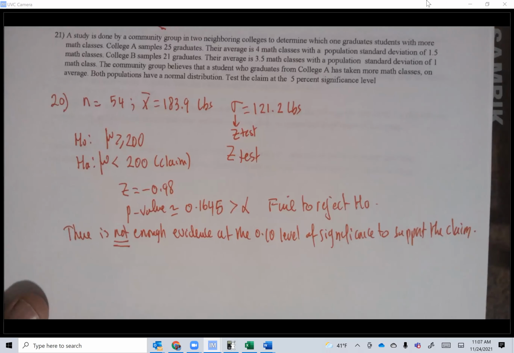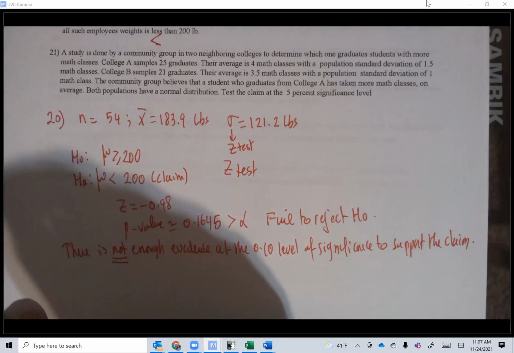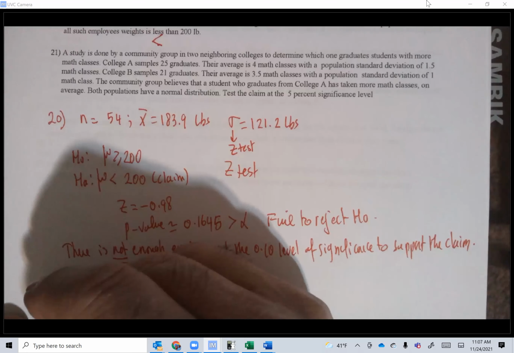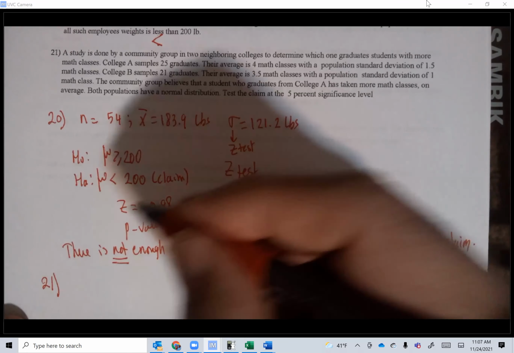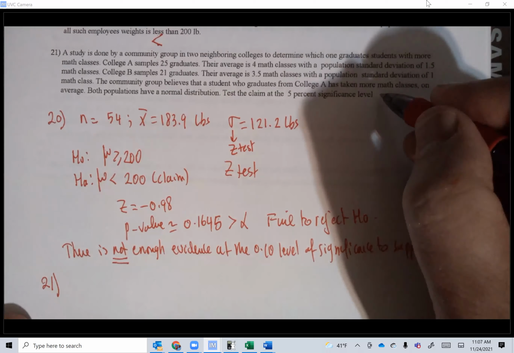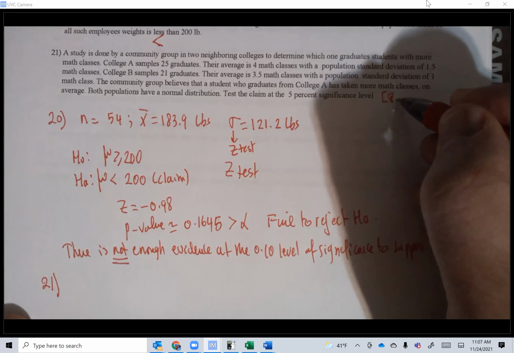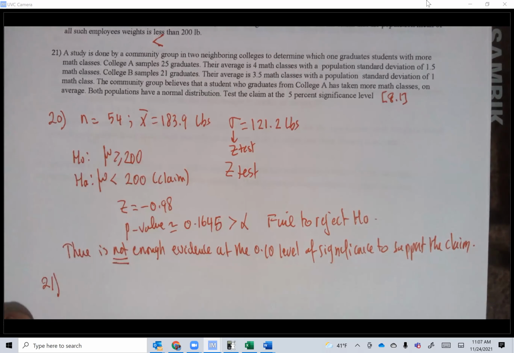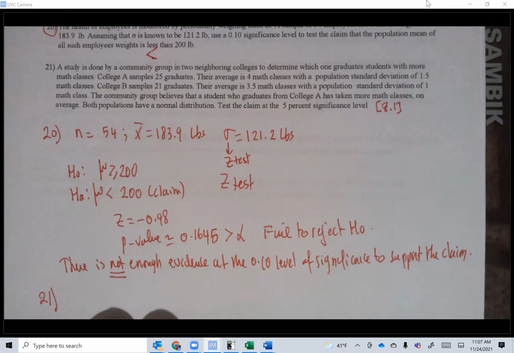And the last one, you notice, guys, that I did not do section 8.1, and that's the last one right here. That's going to be 8.1. Then we'll have covered every single section. A study is done by a community group in 2 neighboring colleges to determine which one graduates students with more math classes.